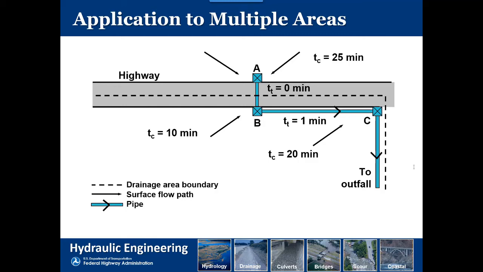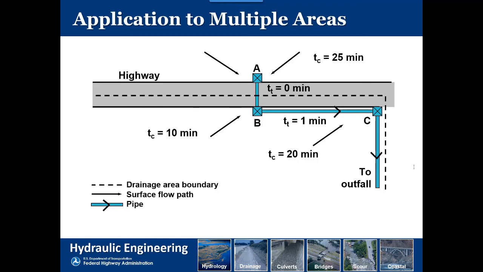So if I'm saying what's the time of concentration to the top of pipe CO, what would you say is the time of concentration? 26 minutes, right. Because it's 25 minutes for the time of concentration to point A, plus 0 to cross the street to pipe B, and plus 1 from B to C is 1 minute. That's the travel time in the pipe.